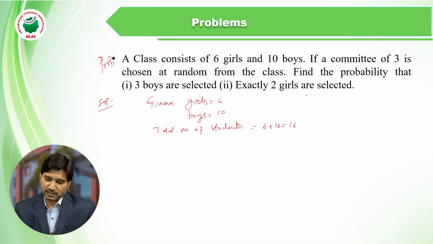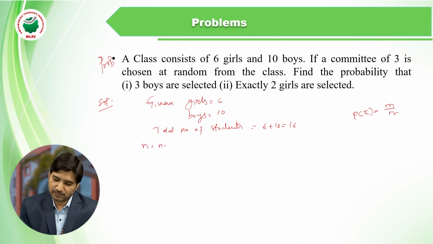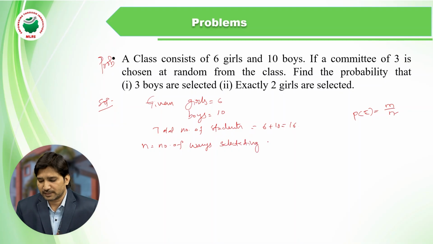Find the probability. Now we have to find probability P of E equal to m by n. m is the favorable cases, and n equals the total number of events in the random experiment. First we have to find n. n equals the number of ways of selecting 3 students from 16 students.